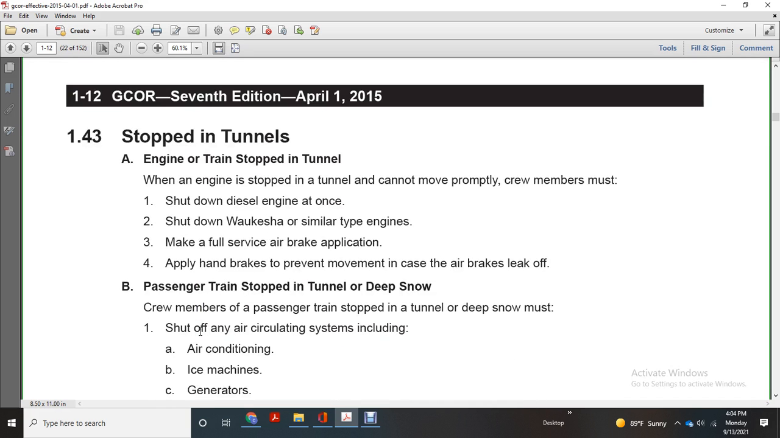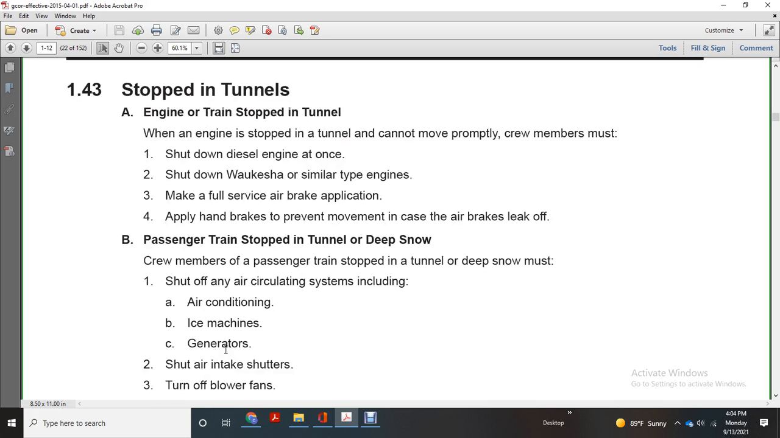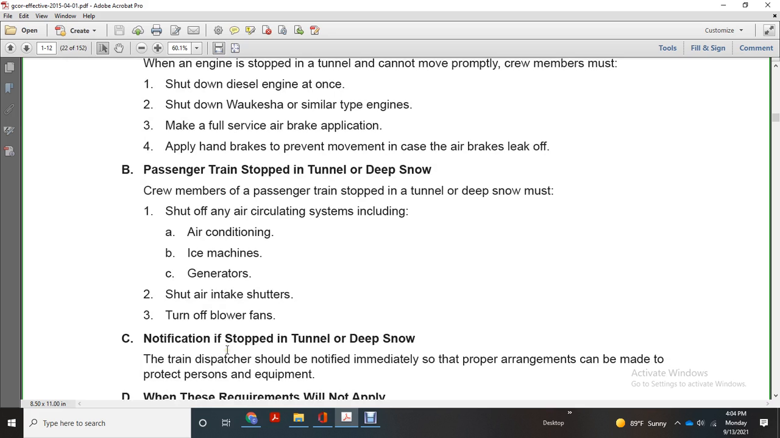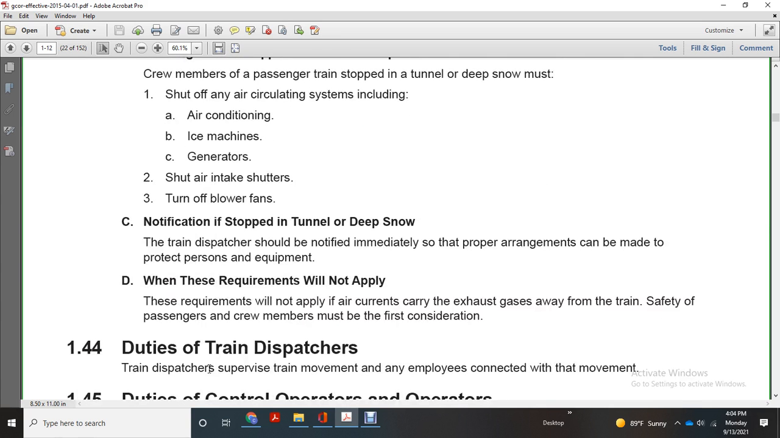For a passenger train stopped in a tunnel or deep snow, crew members must shut off any air circulating system, including the air conditioning, ice machine, and generator, shut off air intake shutters, and turn off the blower fans. Notification: the train dispatcher must be notified immediately so proper arrangements can be made to protect persons and equipment. These requirements will not apply when air currents carry exhaust gas away from the train. The safety of the passengers and crew members must be the first consideration.